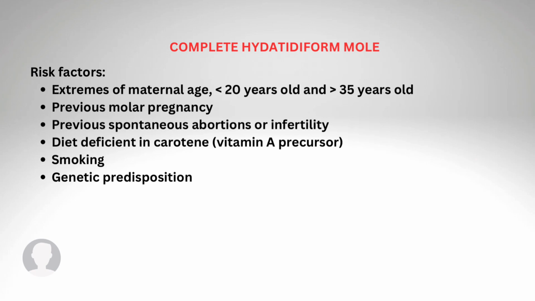The risk factors are extremes of maternal age, like less than 20 years old and more than 35 years old, any previous molar pregnancy, previous spontaneous abortion or history of infertility, diet deficient in carotene, which is a vitamin A precursor, smoking, and genetic predisposition.